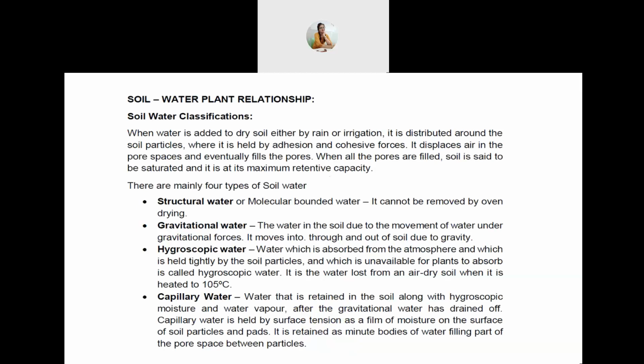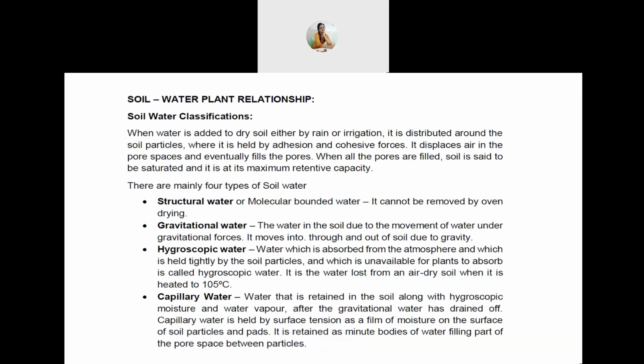When water is added to dry soil either by rain or irrigation, it is distributed around the soil particles where it is held by adhesion and cohesive forces. It places air in the pore spaces and eventually fills the pores. When all the pores are filled, soil is said to be saturated and it is at its maximum retentive capacity. There are mainly 4 types of soil water: structural water, gravitational water, hygroscopic water, and capillary water.